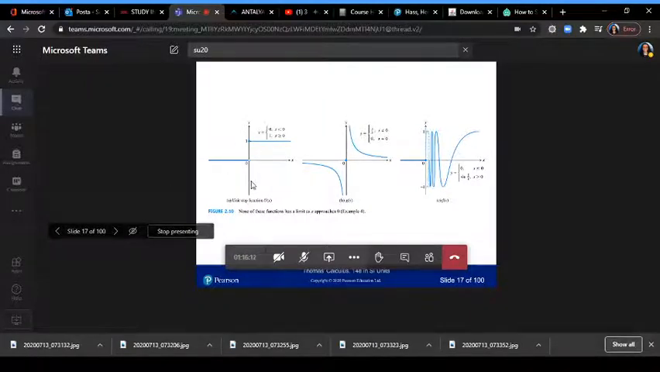Look at this. These are examples where we don't have limits as x approaches 0. Look at that. For example, this function is defined as follows. Whenever x is less than 0, it is 0. Whenever x is greater than 0, it is 1.